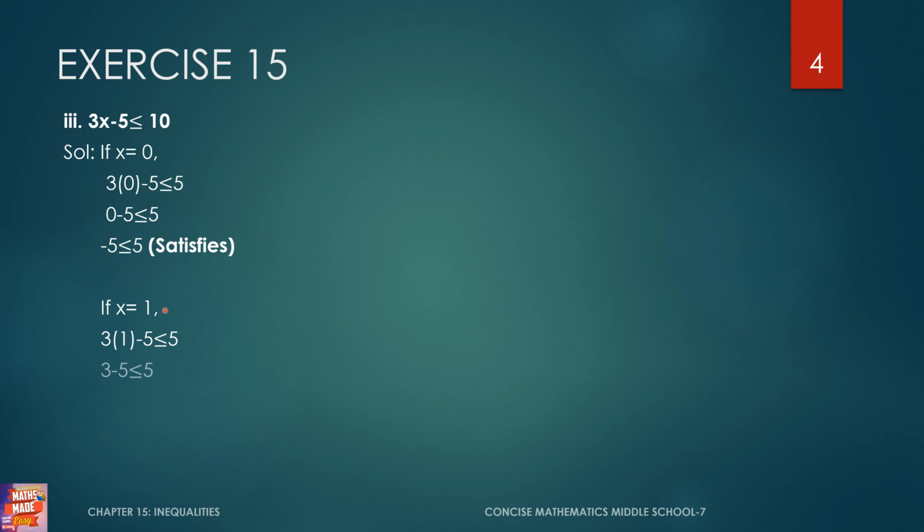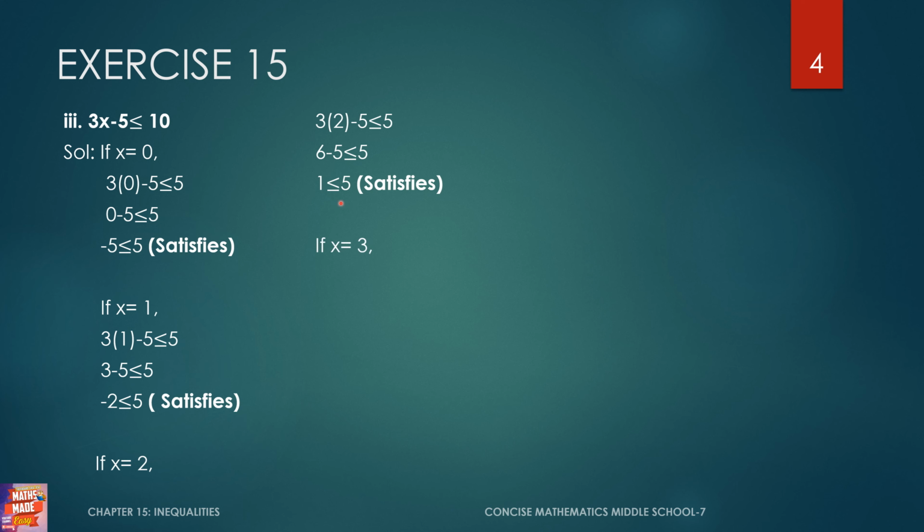Similarly, take 1. 3 minus 5 is minus 2, because you have to put the bigger number sign. 5 is the bigger number when compared to 3, and 5 is having minus sign. So just put minus sign and subtract it. It will be minus 2 is less than or equal to 5. Yes, it is less than. So satisfies. If x is equal to 2, 6 minus 5 will be 1. 1 is less than or equal to 5. Yes, it is less. 1 is less than 5.